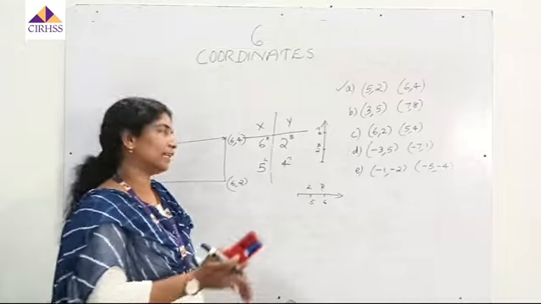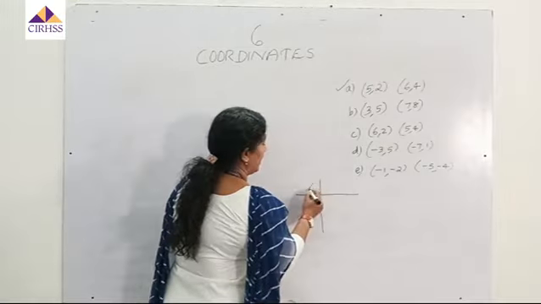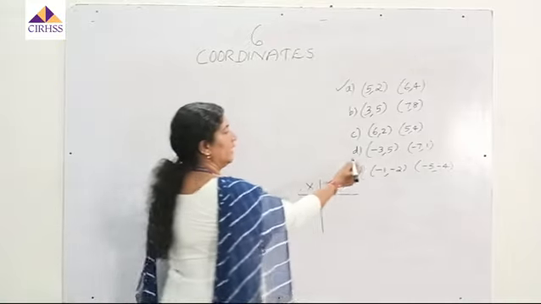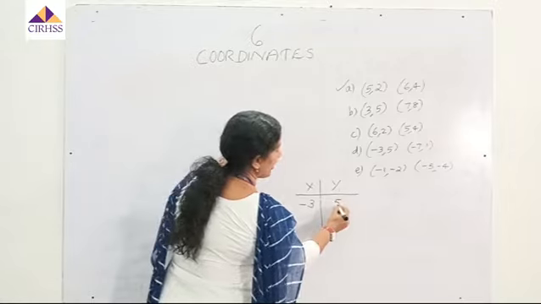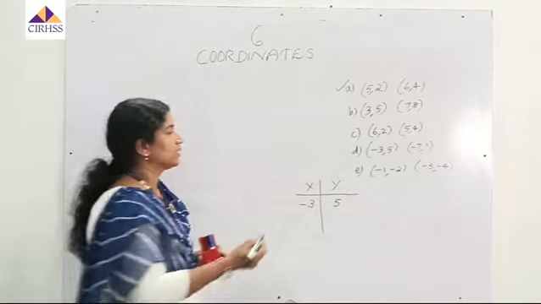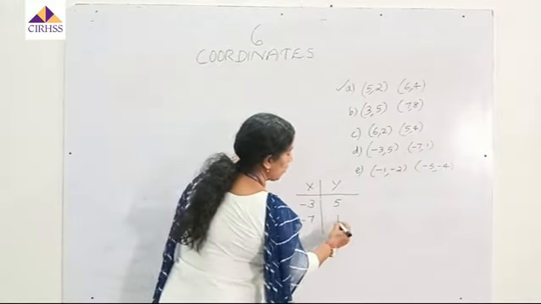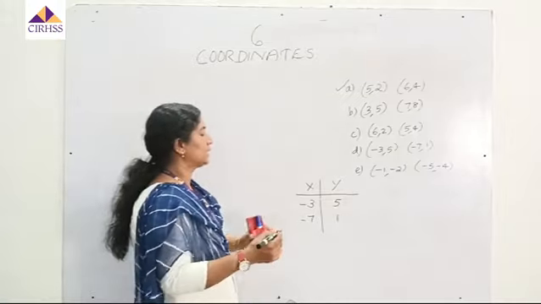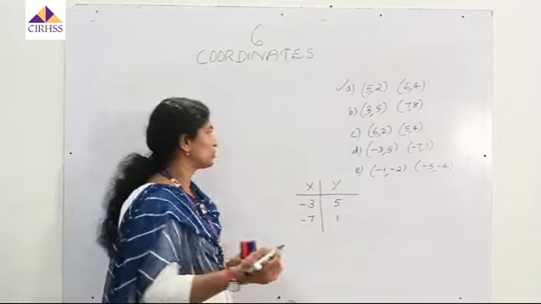How to find the negative coordinates here? Is it clear? Here also we take x, y. Then x coordinate is -3 and y coordinate 5. Next, negative 7 and y coordinate 1. Okay. Then in the x-axis the values are negative 3 and negative 7.